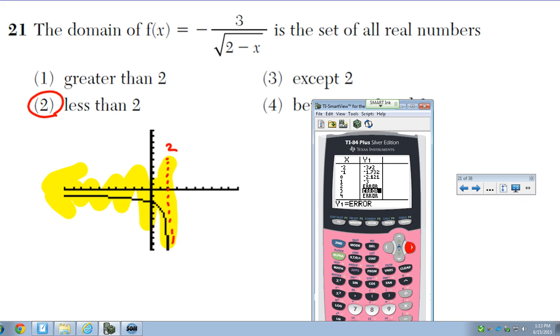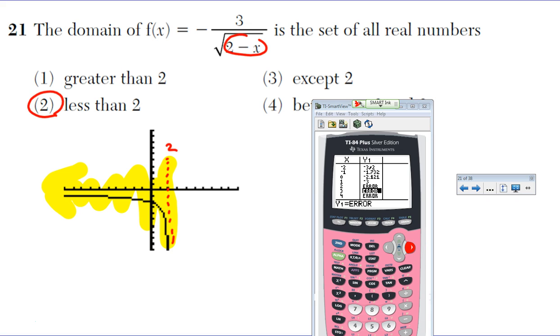The other way to do it is to actually think about what x's would be good. And since you have a value under a radical, you know the value has to be greater than or equal to 0. But because it's in the denominator, we can't have a 0 denominator, so we get rid of that. And if you have an inequality down, you can solve this.